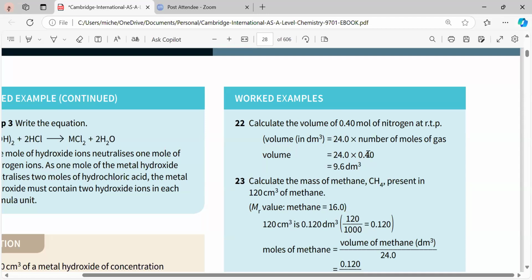It's the same for any kind of formula. So 24, and this is the number of moles of gas, which is 0.40. So to find the volume, just times that: 24 times 0.40, we have 9.6 decimeter cube. So it's automatically decimeter cube. So this is how to calculate the volume. This is at RTP.